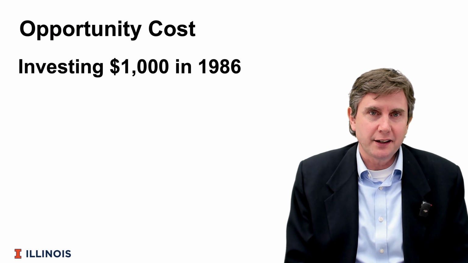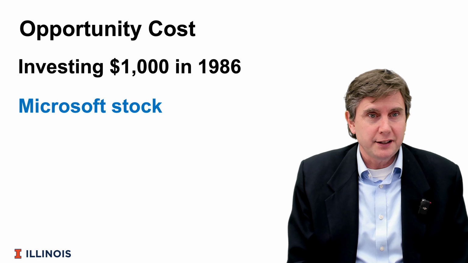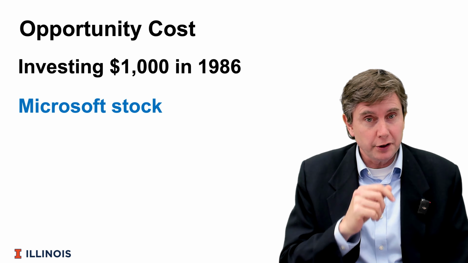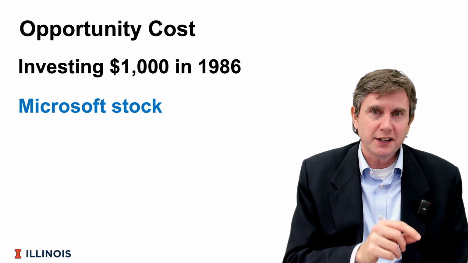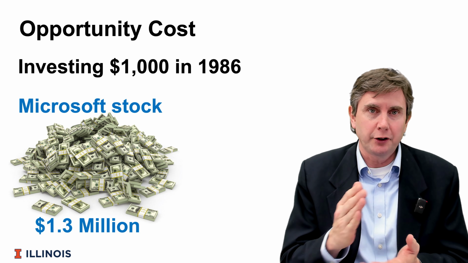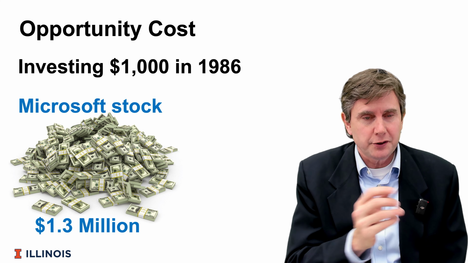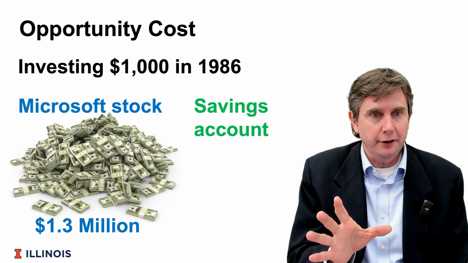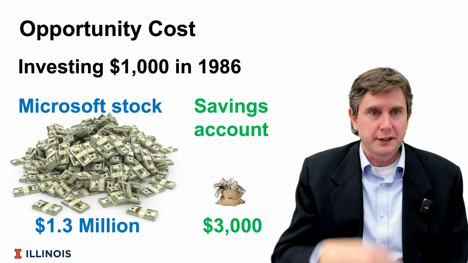But opportunity cost in its most basic form: I give you a time machine, you go back to 1986, and you have $1,000. Microsoft had an IPO in 1986, and you could buy it on the New York Stock Exchange. Had you bought $1,000 of Microsoft in 1986, today it would be worth $1.3 million through the number of stock splits it's had and current valuation. On the other hand, if I give you $1,000, you go back in time, and you put it in a savings account, on average, you would have earned about 3 or 4%, and you would have $3,000 today.